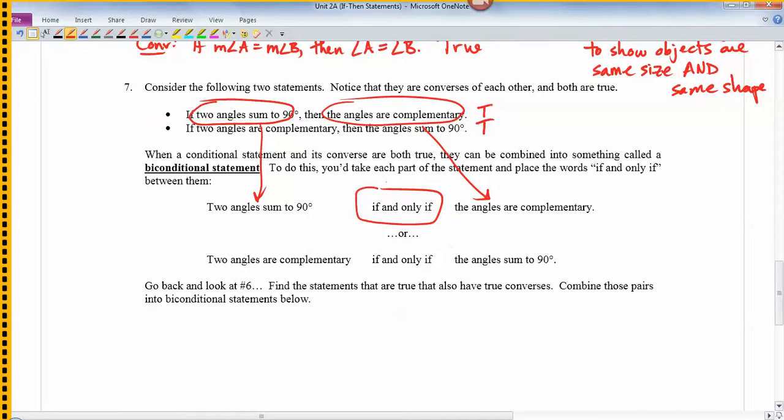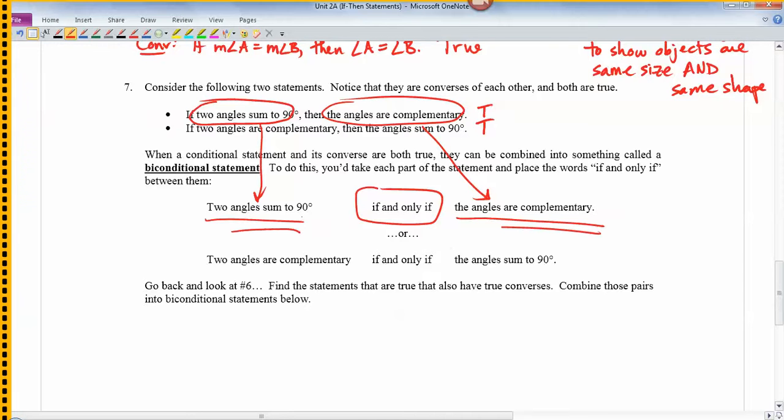That doesn't matter if you do it with the original one or with the converse. So if you did it with the converse instead, you'd say two angles are complementary if and only if the angles sum to 90. Either one's okay. They both say the same thing. And that's called a biconditional statement because it's like a two-way conditional. It means if this, then that, and if this, then that. So it's two conditionals, really, combined into one.